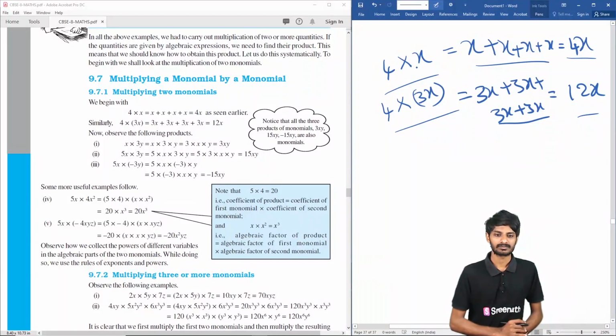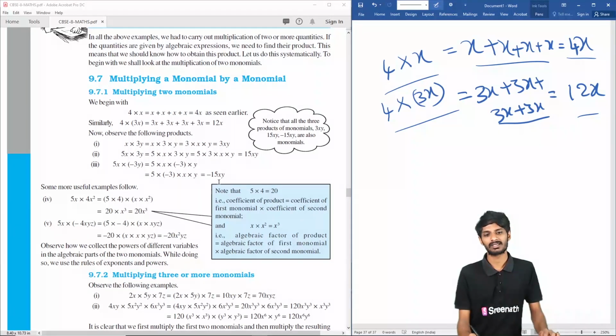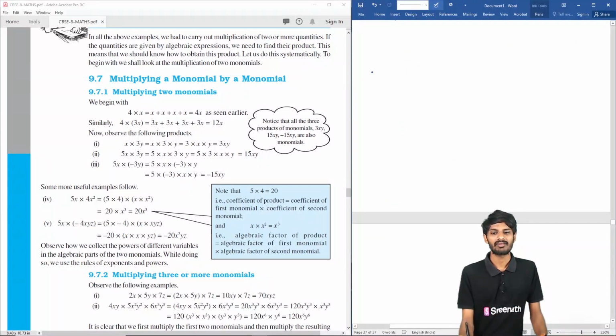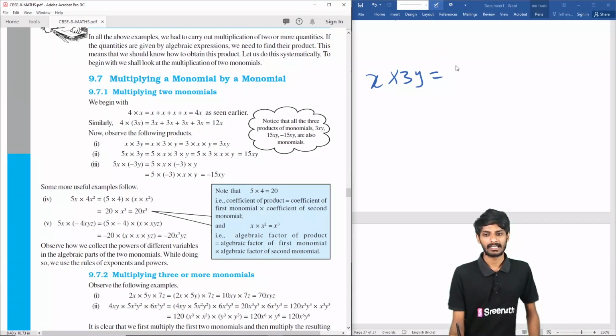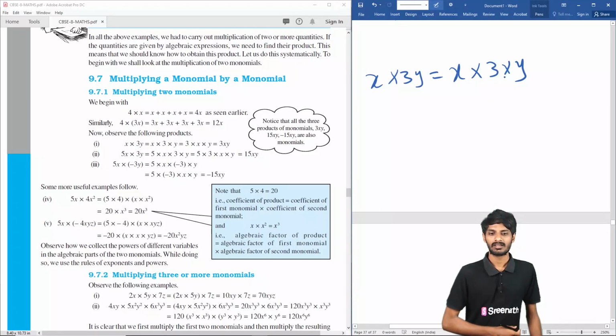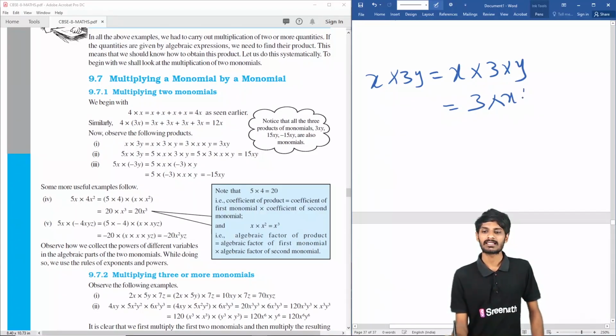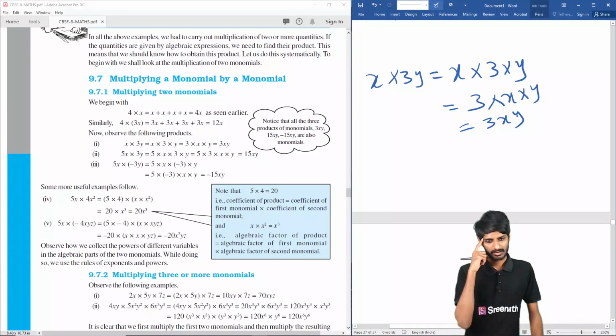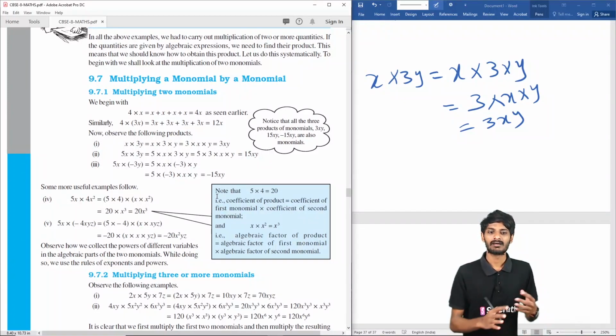Okay, so we can do further. Here we are having x into 3y. X into 3y can be written as x into 3 into y. If you bring 3 to the front, it is 3 into x into y. It is simply 3xy. X into 3y is 3xy. Like that we are doing all these concepts, students.